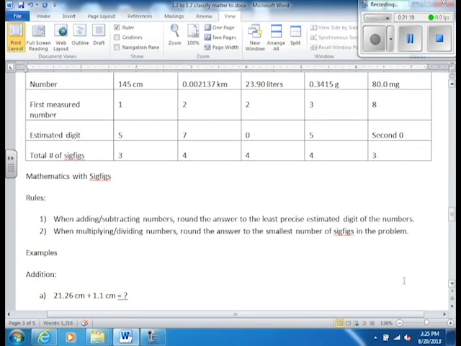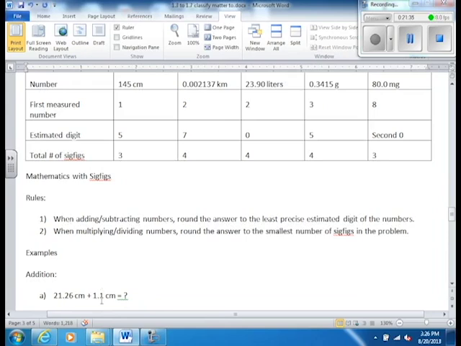So here's some examples. When you add these two numbers, do this on your own if you think you can. Go ahead and pause. So we're adding, we'll use that. We'll round the answer to the least precise estimated digit. Well, here the 6 is estimated. Here the 1 is estimated.